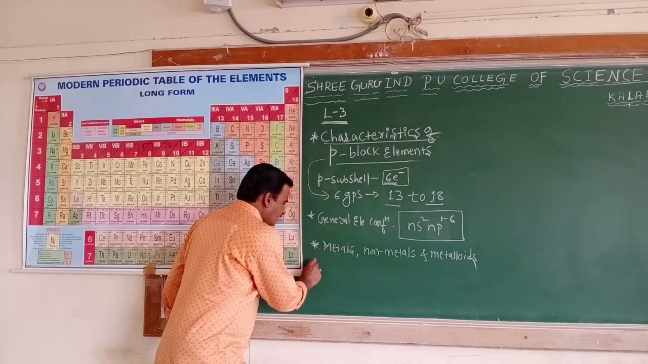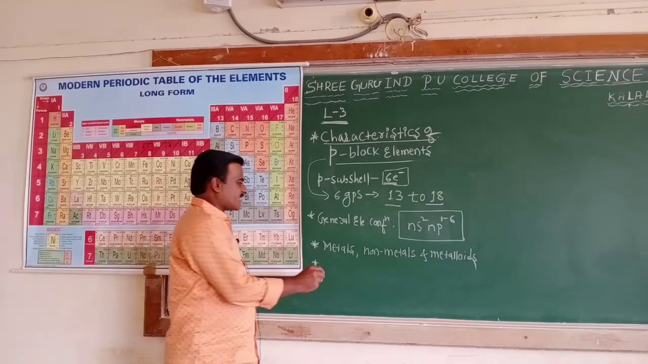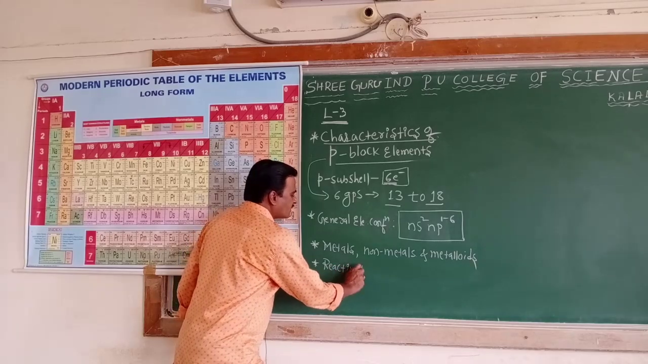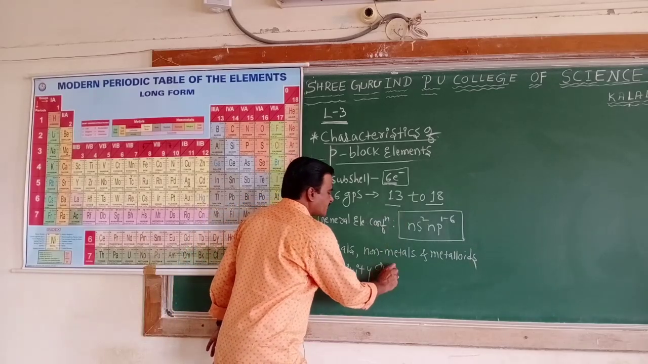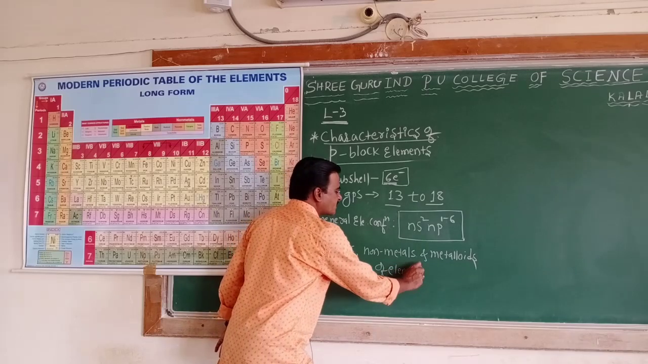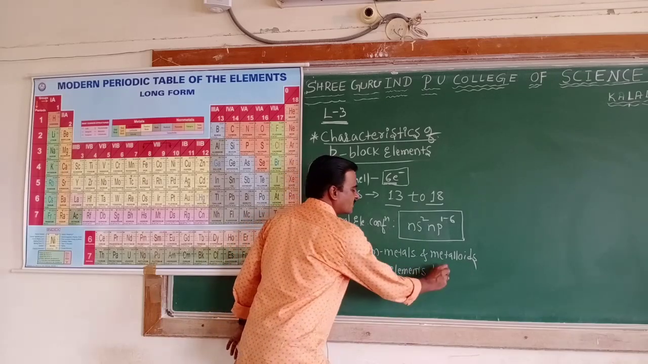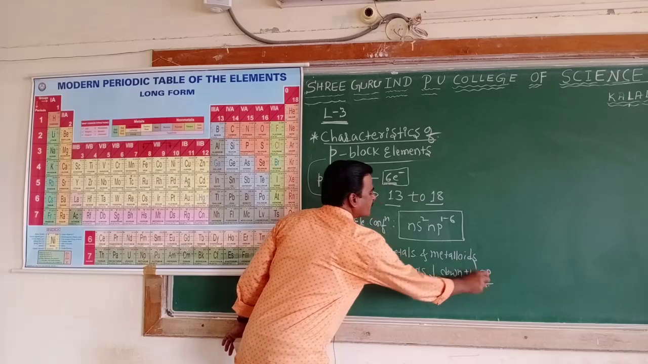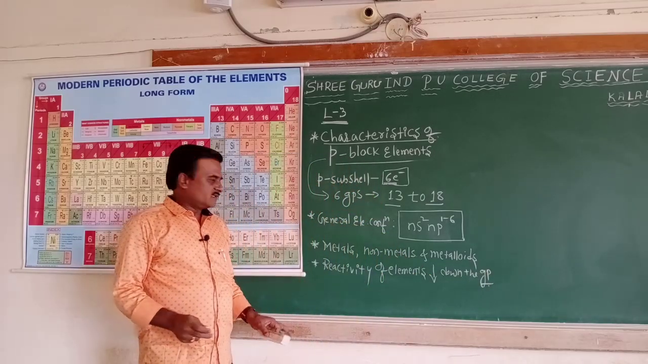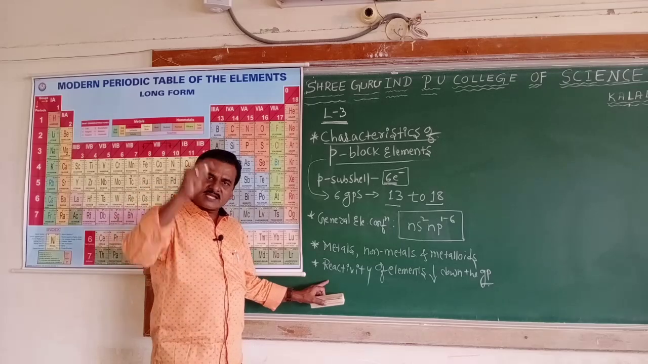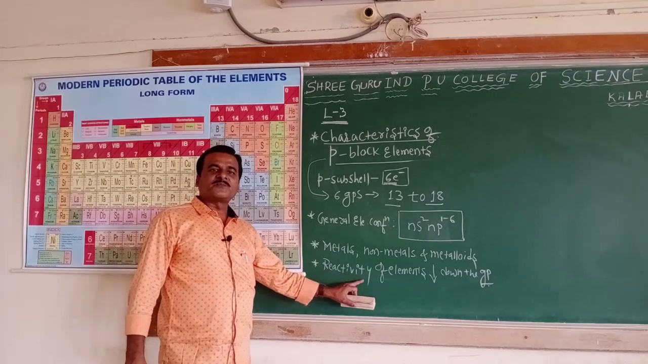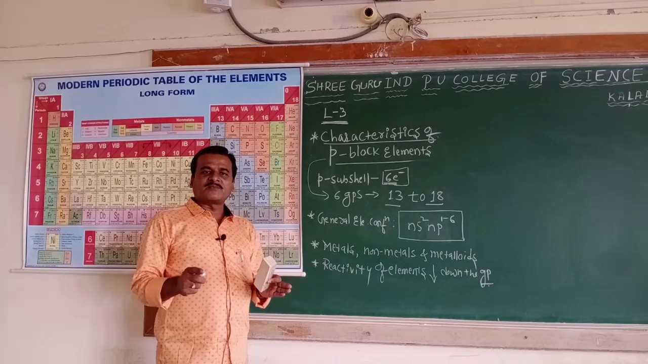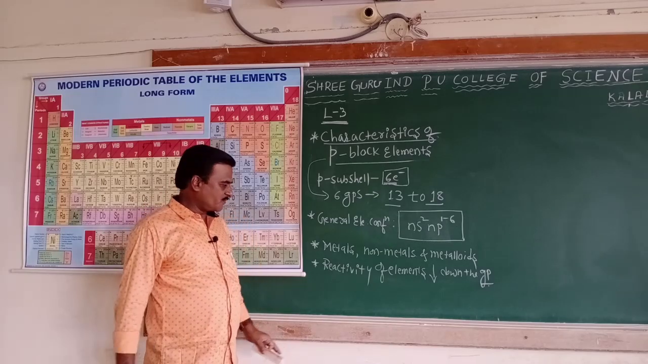Next, the trend of reactivity: the reactivity of elements decreases down the group. The reactivity character follows the same trend as in s block. It decreases even in p block, so the reactivity of elements decreases moving down the group.